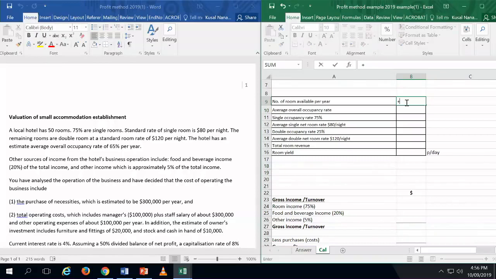Right, yeah. 50 rooms multiplied by 365, yeah, 18,250 rooms available per year. Average overall occupancy rate per room, not the percentage, 65% of this, 11,863. This is occupancy per annum. Right? Single occupancy rate, 75% of this.